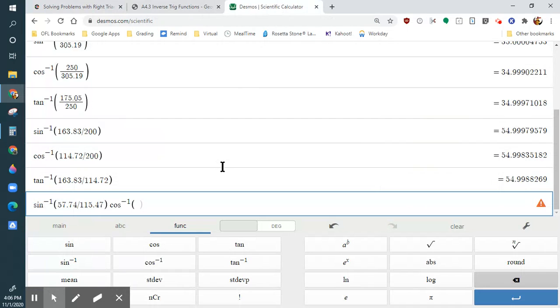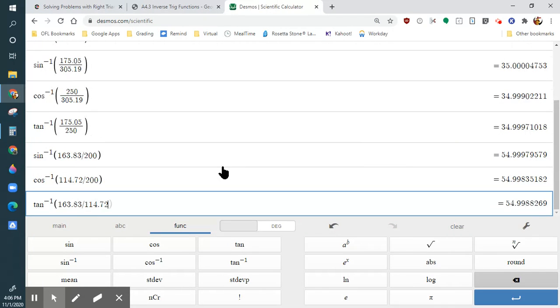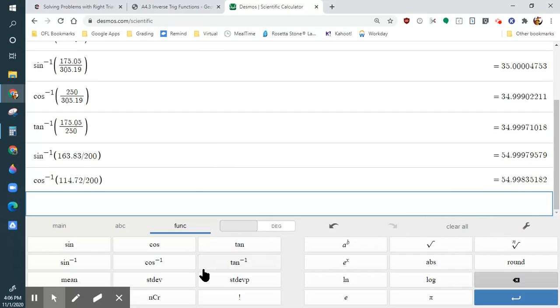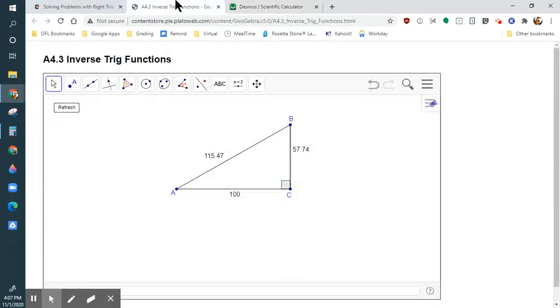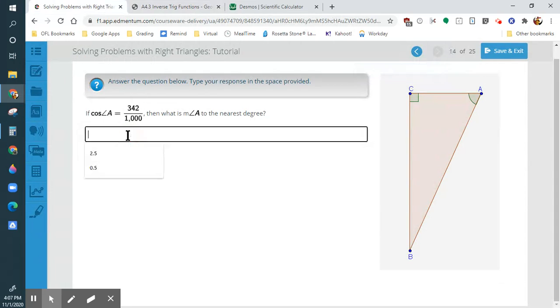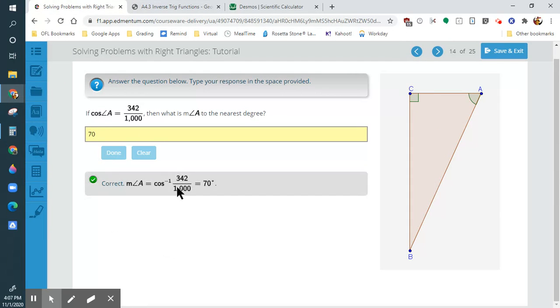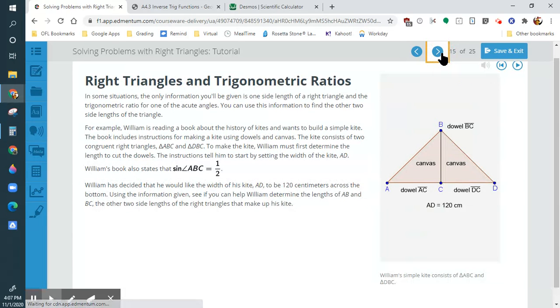340. Oh, I didn't erase this. Okay. Cosine inverse of 340 over 1,000. We get about 70. There's round off error, of course. Boom, 70. Because we have to use cosine inverse. Moving on to our next one.